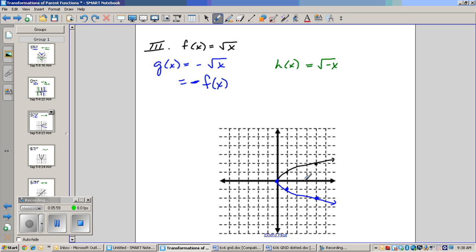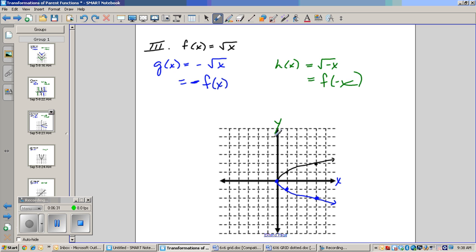So the blue graph, a negative on the outside, changes the sign of the y's, so it reflects it over the x-axis. Now let's look at what happens when the negative's in the argument. This would be f of negative x. If it's in the argument, it should affect the x's. If the x's change sign, it's going to have to reflect over the y-axis.